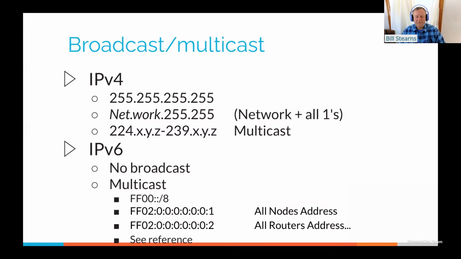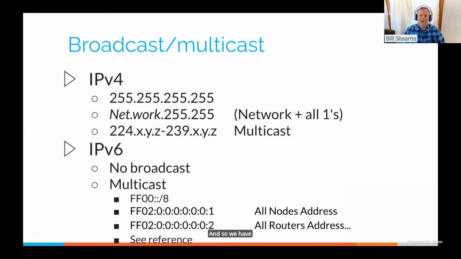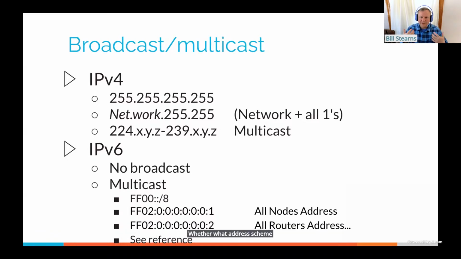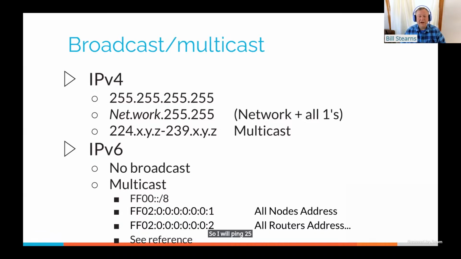With IP version 4, there are times when you may want to reach more than one computer at a given time. And so we have what are called broadcast addresses. Now, if I simply want to be lazy and say, look, ping every device on this cable, I don't care what address scheme we're using. I don't care whether these are reserved addresses or real addresses. I just want to ping everything. So I will ping 255.255.255.255, and every machine on that cable will get that packet.